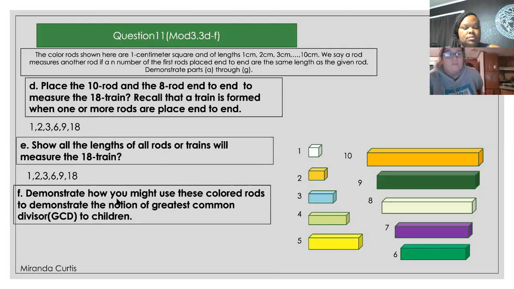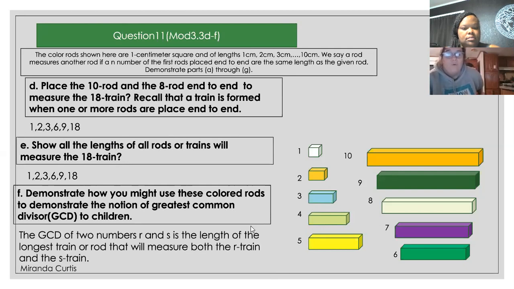Now we're going to demonstrate how you might use the color rods to demonstrate the notation of greatest common divisors to children. When we have these out, they're going to be really good to watch, because if you have an 18, you know it's going to equal a 2. When you multiply this, it's going to be the same length. So the GCD of two numbers, R and S, is the length of the longest train or rod that will measure both the R train and the S train.